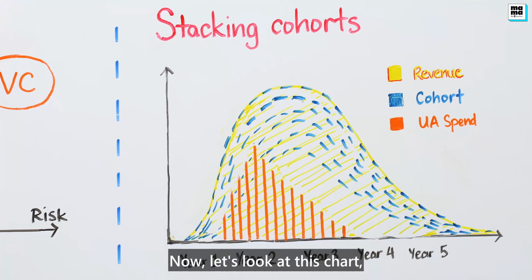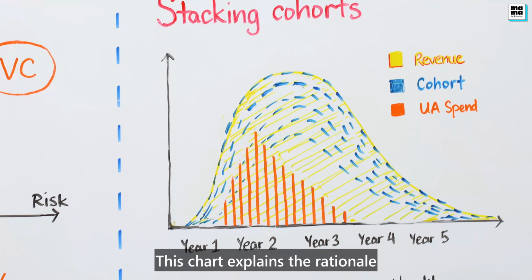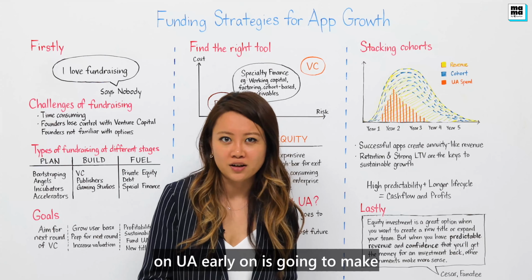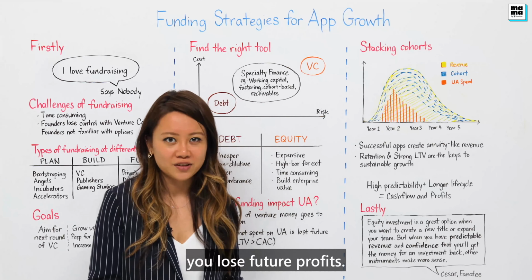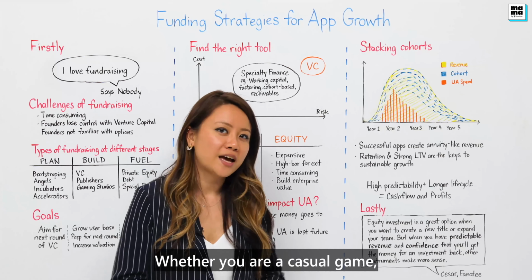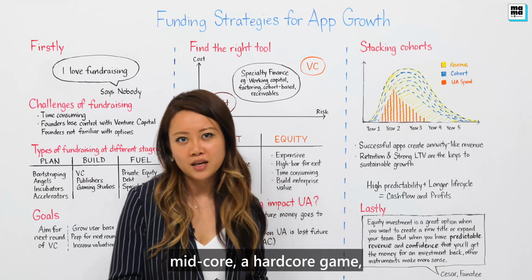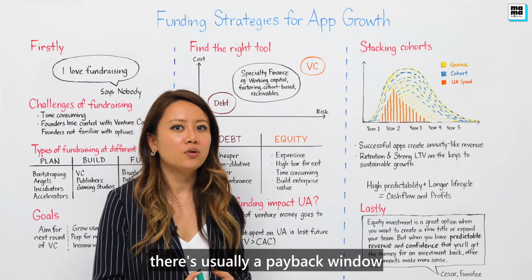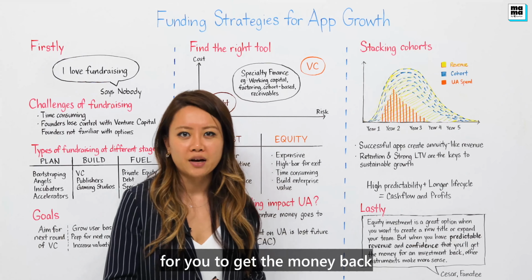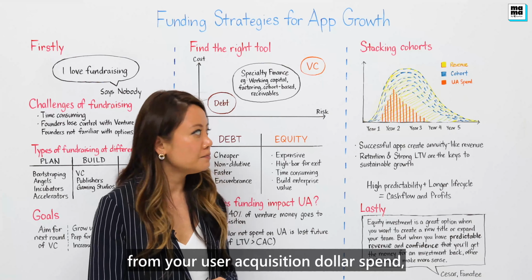Now let's look at this chart, stacking cohorts. This chart explains the rationale behind why not spending hard on UA early on is going to make you lose future profits. Let's take gaming apps, for example. Whether you're a casual game, mid-core, or hardcore game, there's usually a payback window of 3 months to 12 months, or even longer, for you to get the money back from your user acquisition dollars spent.